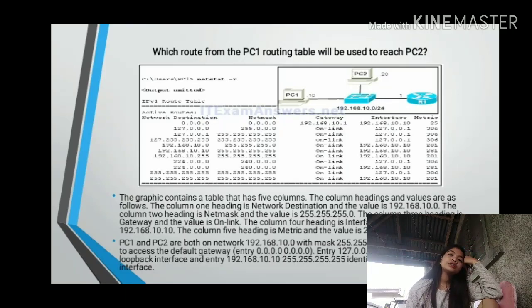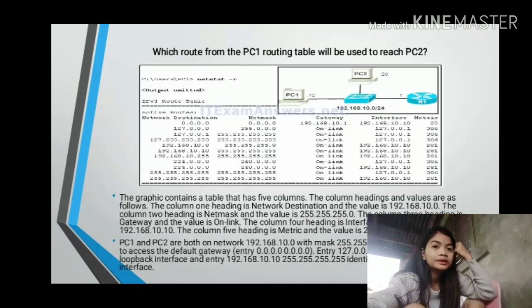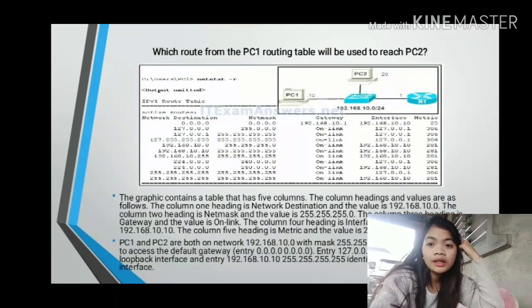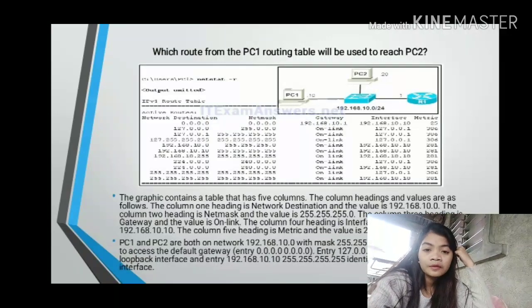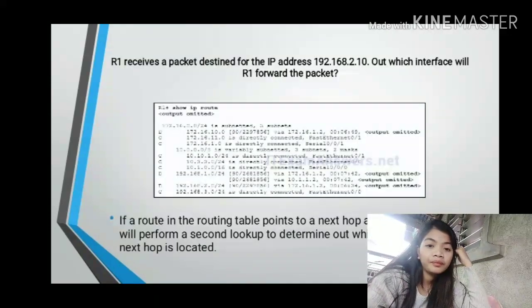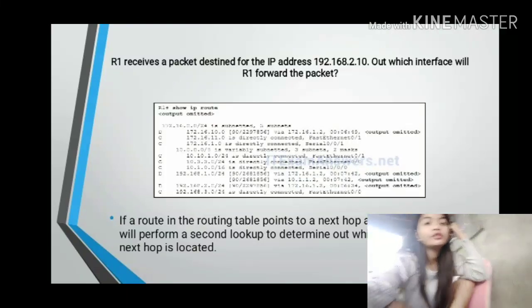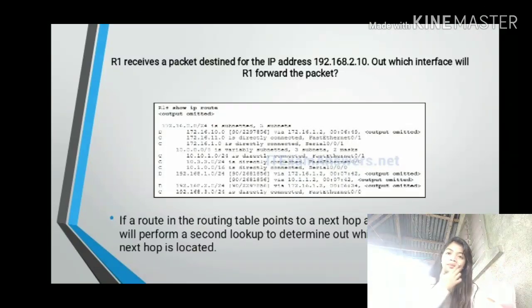There are three major steps of the router boot sequence. First is to perform the power on self-test, or POST. Next is to load the IOS from flash or a TFTP server. Then the third one is to load the startup configuration file from NVRAM.